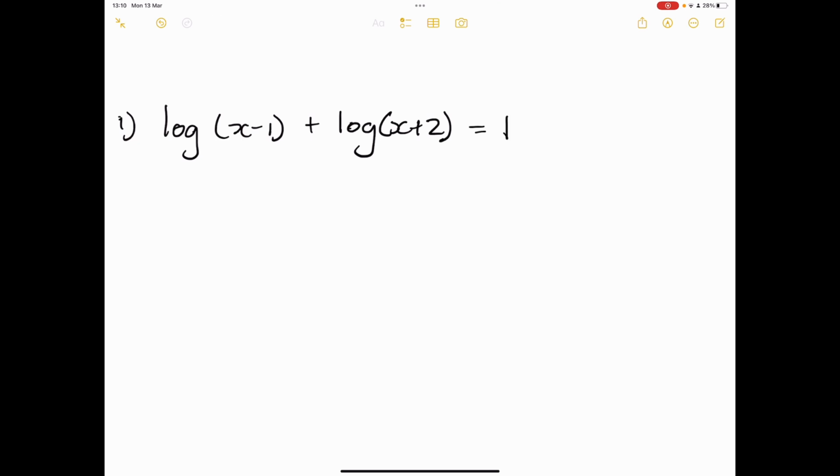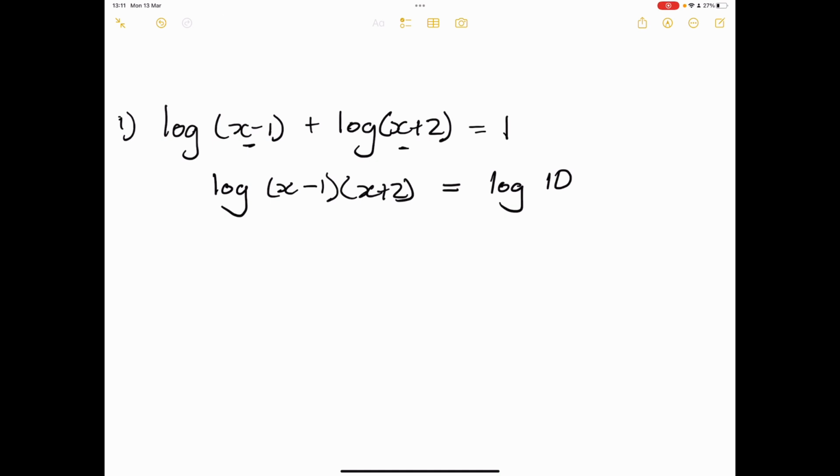Again, every rule that we've learned on logs still remains. You remember we said when we are adding logs with the same base, we can actually multiply the arguments. So in this case, I'm going to have log of x minus 1, times x plus 2. And this is equal to, now remember I've got a 1 on the other side, so to change it to a log with the same base, that would be log of 10. So I'm already doing that in the first instance, so that we can be able to solve.